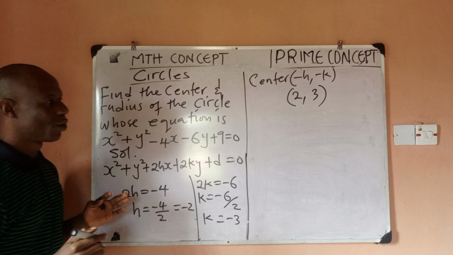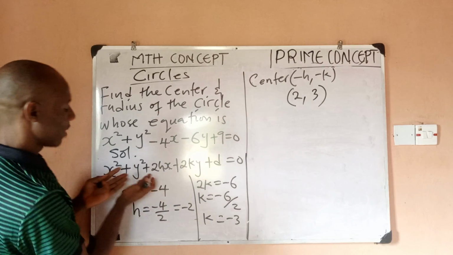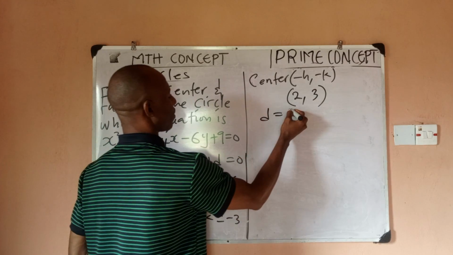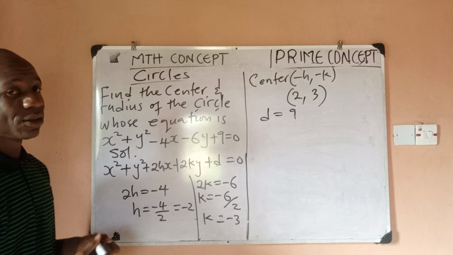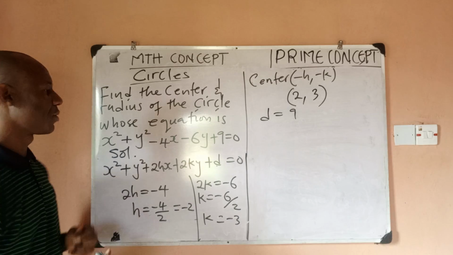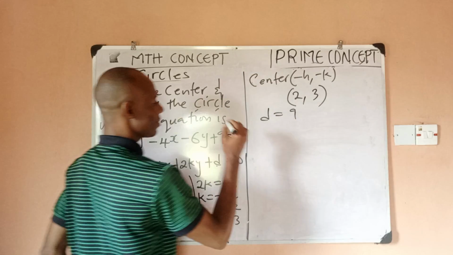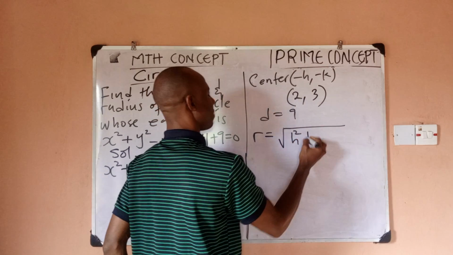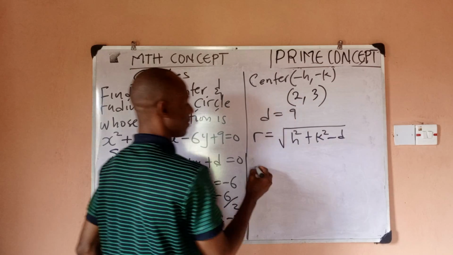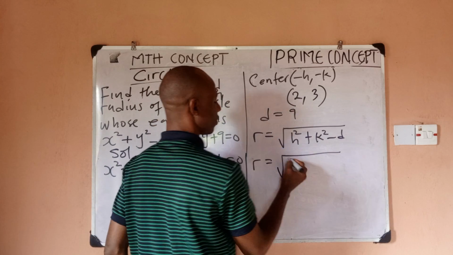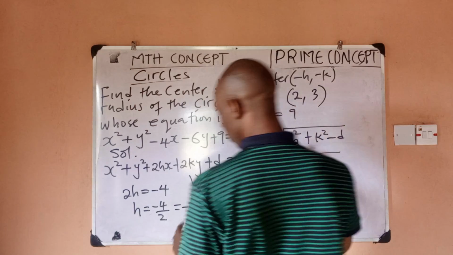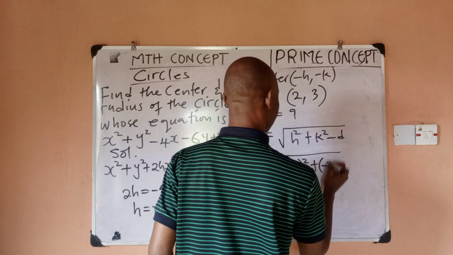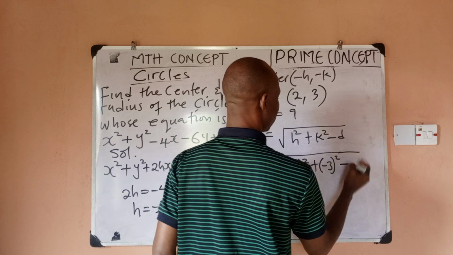The next thing we want to get is the radius of the circle. Now, still comparing this, you'll find out that d is equal to 9. d is equal to 9. Remember, d is not our radius, neither is d the diameter, so don't confuse that. Since we know d, we know that the radius of our circle is given by this formula, h squared plus k squared minus d. So that r becomes square root of h, our h is minus 2 all squared, our k is minus 3 all squared, then minus d, which is this.